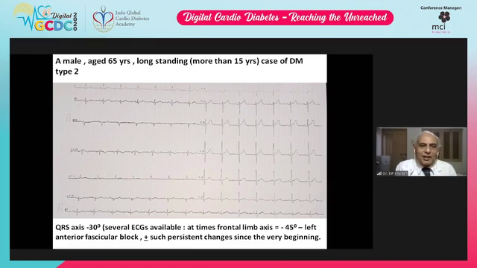So there is a variation between left axis deviation and left anterior fascicular block. Left anterior fascicular block is a very well-known abnormality in diabetes mellitus, and I have seen such persistent changes in this patient from the very beginning, with no alteration. Apart from the treatment of diabetes mellitus, I advised him not to increase his weight. His weight is normal, and to have regular exercise.